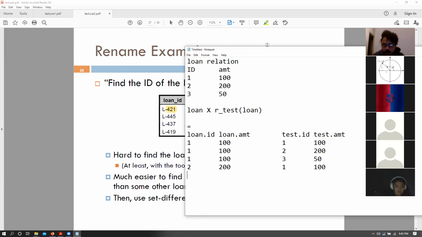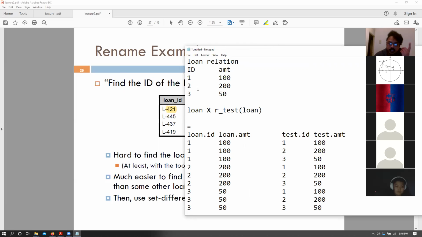Does everyone sort of see how this Cartesian product works? Then 2, 200, 2, 200, and 2, 200, 3, 50. And similarly for 3, let me just type out a few of those. 50, 1, 100, 3, 50, 2, 200, 3, 50, 3, 50.